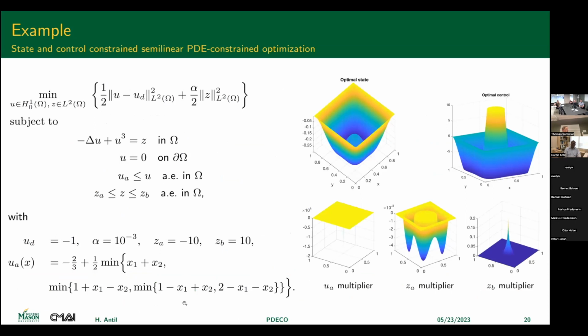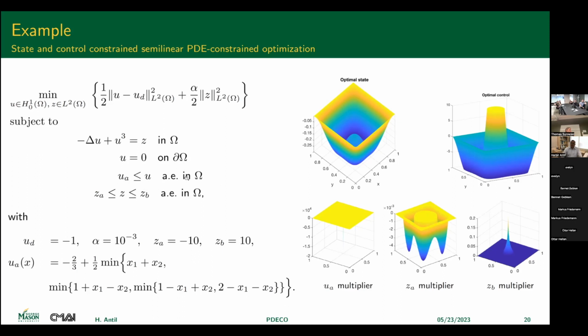Let me show you a quick example, which is sort of a textbook example. So you have a semi-linear PDE constraint. You're trying to match u_d. This is some desired, let's say, temperature. z is my control, which lies on the right-hand side. I have constraints on the state. It needs to be above a certain bound, u_a, and I have some constraints on control. And what I'm trying to depict here is that this is actually a very challenging problem because I don't know if you're familiar with it, but if you're not, let me say it quickly.